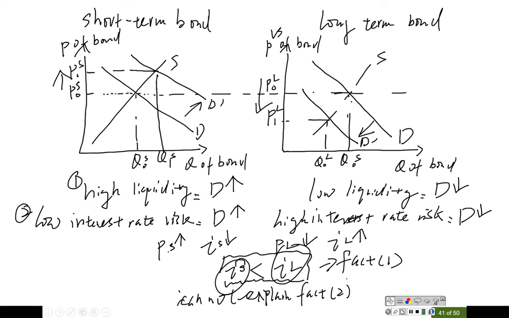What about fact three? Fact three says the long-term bond and the short-term bond interest rates tend to move together. In this case, in our model, you can see when the short-term bond rate drops, the long-term bond rate actually increases. So these two rates will move in opposite directions instead of moving together. Which means the segmented market theory cannot explain fact three. So the only fact it can explain is fact one.